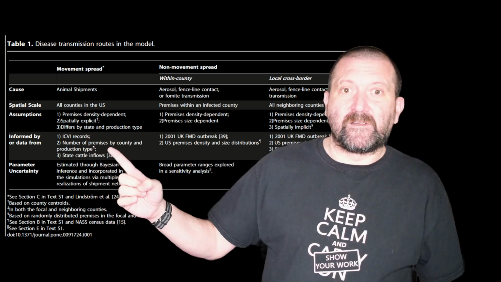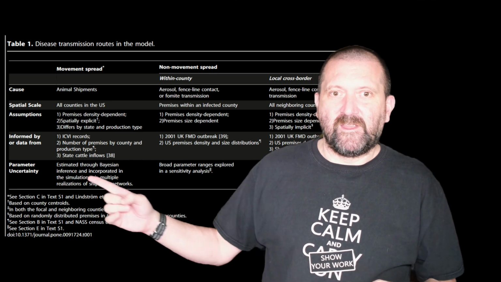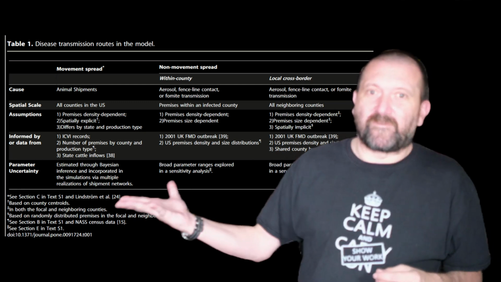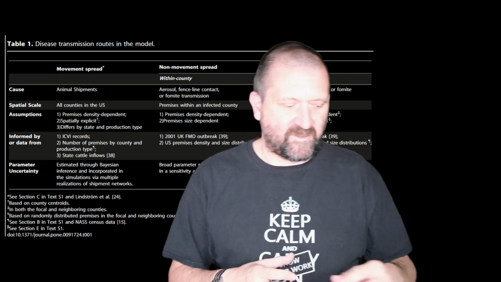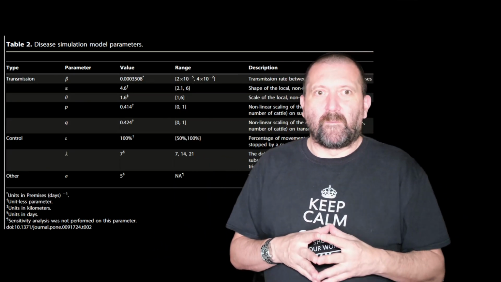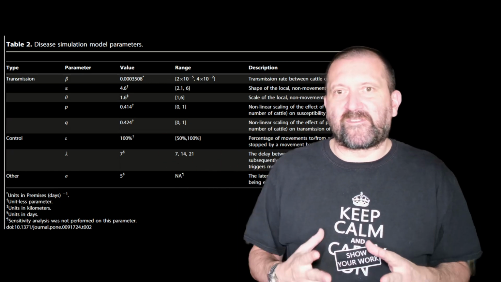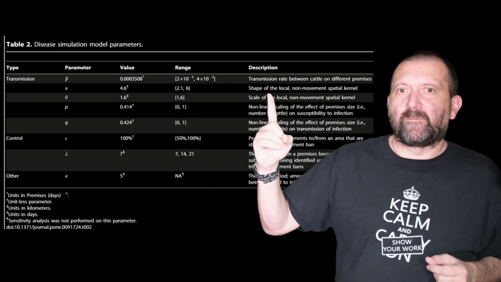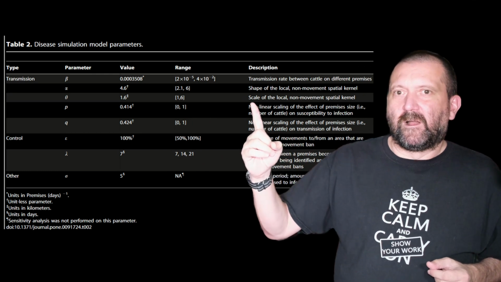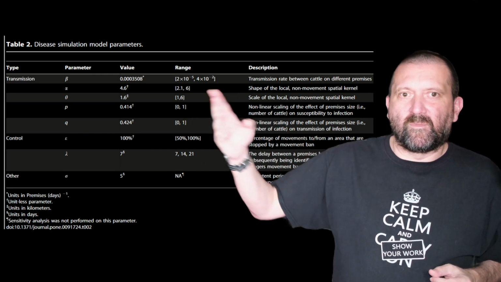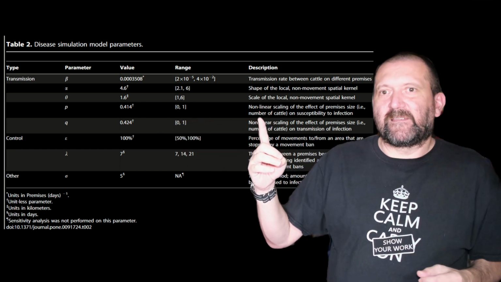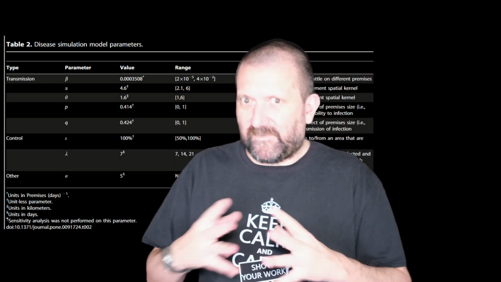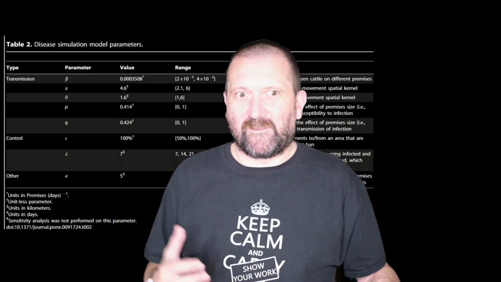They look at data, as I said, there's a variety of data sources, and some uncertainty that is considered. The model parameters, I'm not going to spend time on. As I said, it's a complicated model. There's transmission on different premises, spatial kernel. There's non-movement. There's a scaling effect on the premises size. There's a variety. It's a very complicated model, but I think it's really interesting. You'll see in a second.